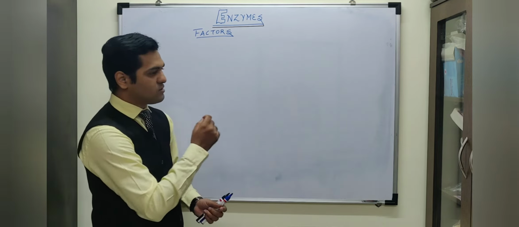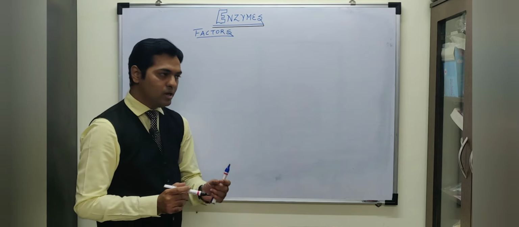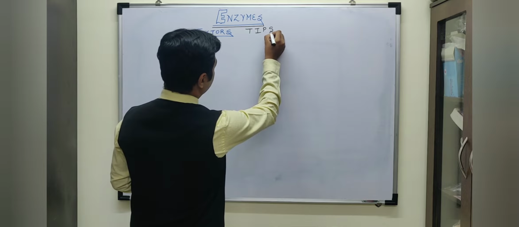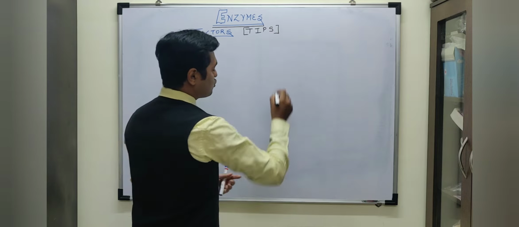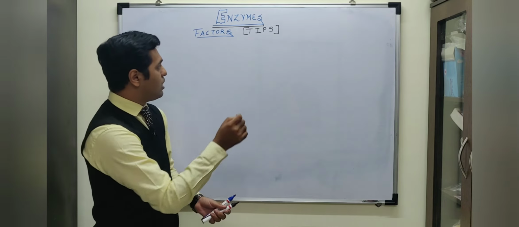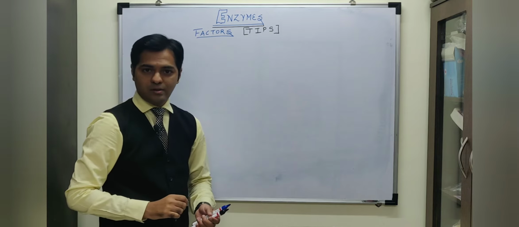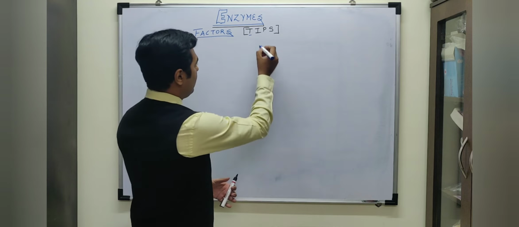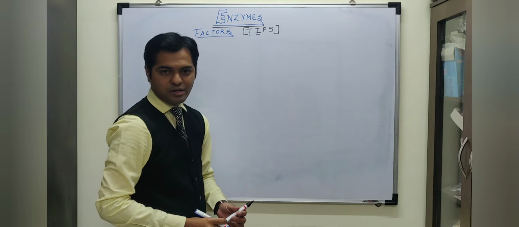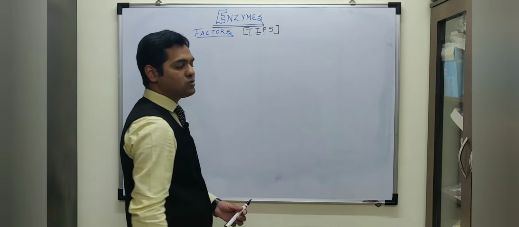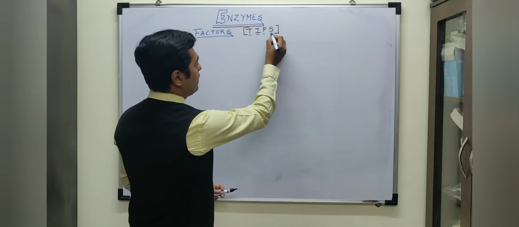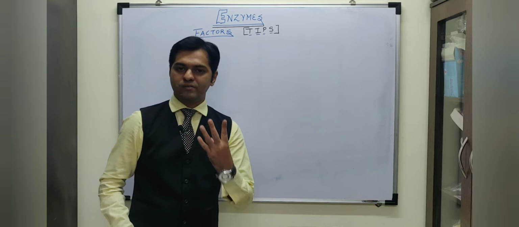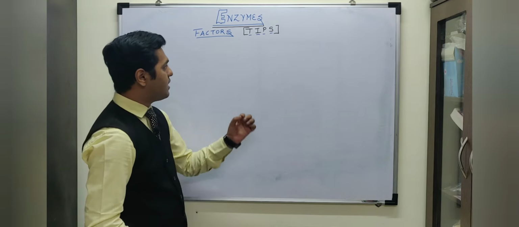So when we are discussing the factors affecting enzyme activity, I want to give you a particular tip. In fact, I want to give you TIPS, which are the factors controlling enzyme activity. T stands for temperature. I stands for inhibitors. P stands for pH. And S stands for substrate concentration. So these are the four major factors which control the enzyme activity.